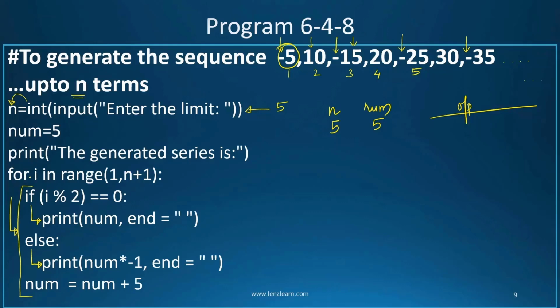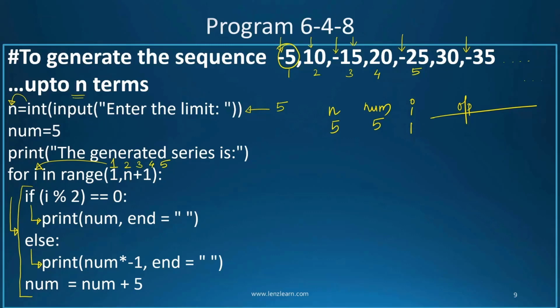So first the for loop has a control variable i. Now the control variable gets the value from the range. Now the range goes from 1 to n plus 1. So the value of n is 5. So it will go from 1 to 6. So the values inside the range are going to be 1, 2, 3, 4 and 5. So the first value 1 will be loaded into the control variable i. So i will have value 1.